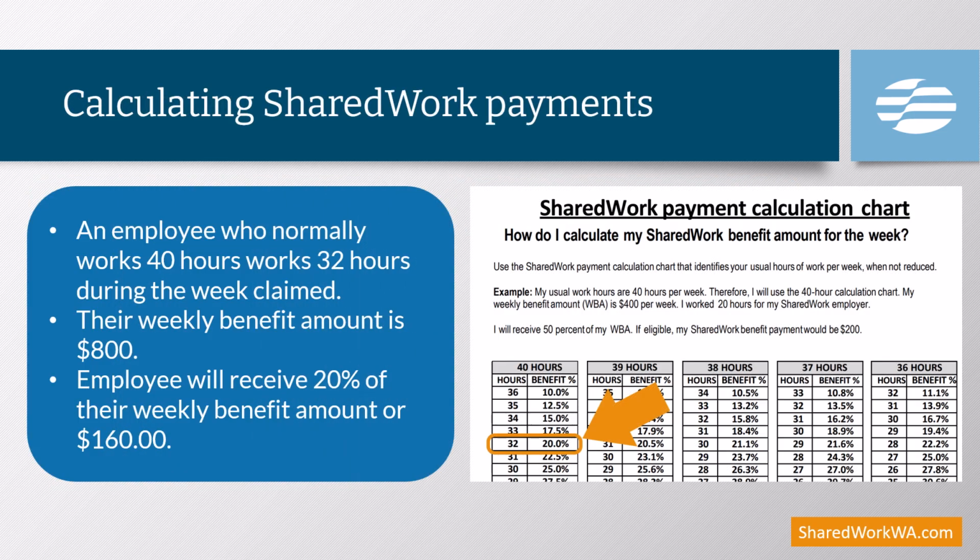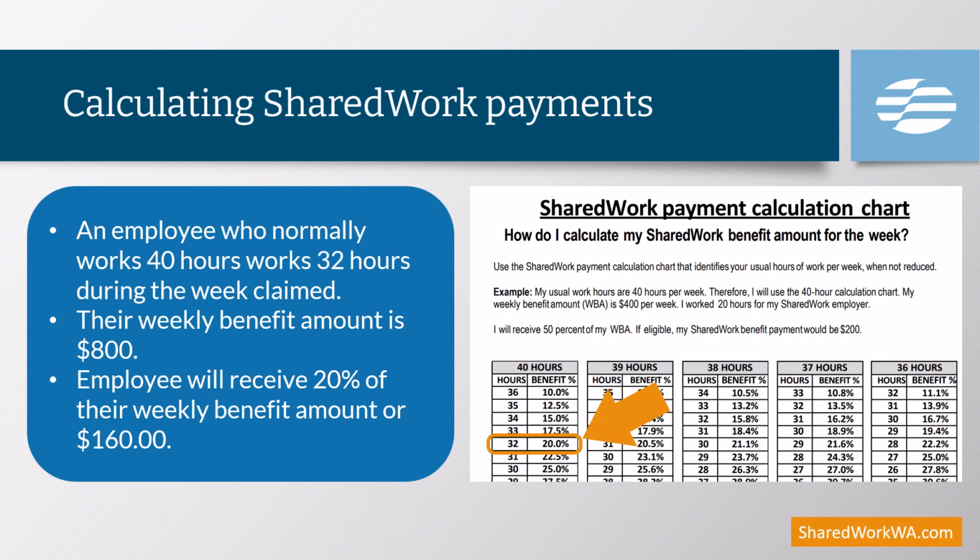We first calculate benefits using the SharedWork calculation chart shown on screen. You'll find the link to the full SharedWork calculation chart in your welcome email. This chart is used when an employee's total hours worked are within their SharedWork hours range. For a 40-hour per week employee, the SharedWork hours range is between 20 and 36 hours. When they are within that range, they are paid the percentage that corresponds with the number of hours they work that week. If they work less than 20 hours or 37 or more hours, their calculation is based on regular unemployment, which we will cover in the next slide.